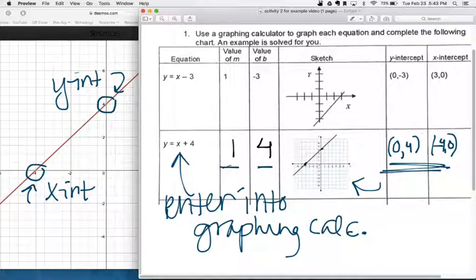You'll go through and do a few more examples, you'll start noticing a few things, and then you have a bunch of questions to answer, and that's it.